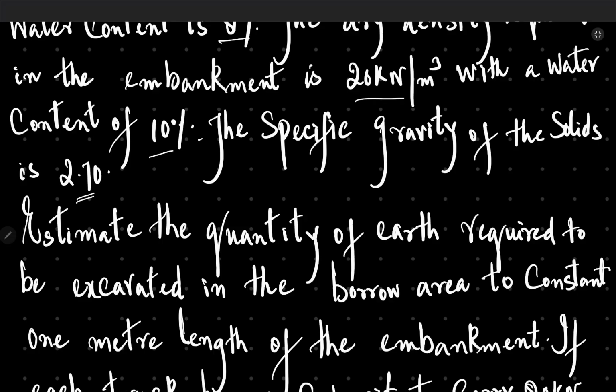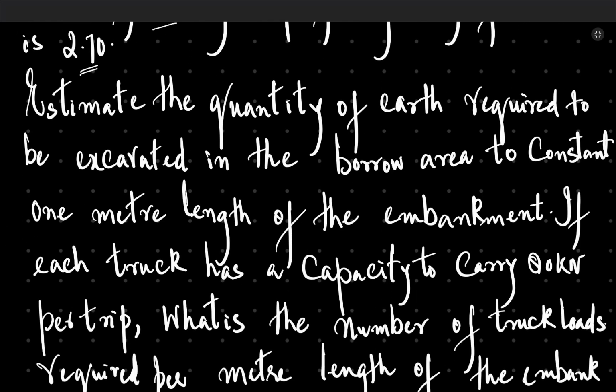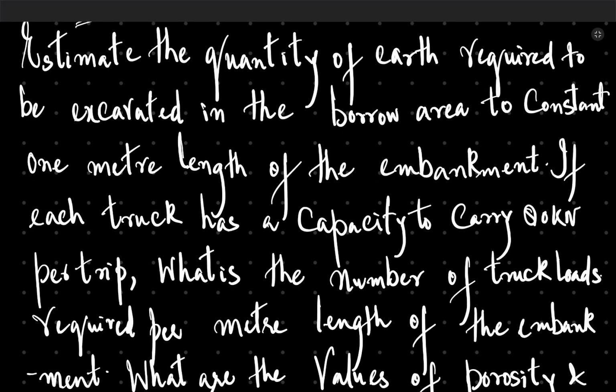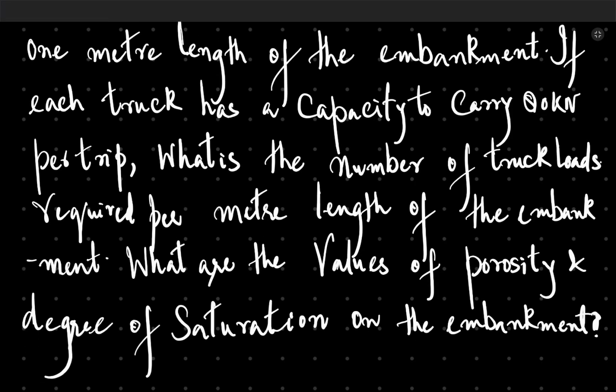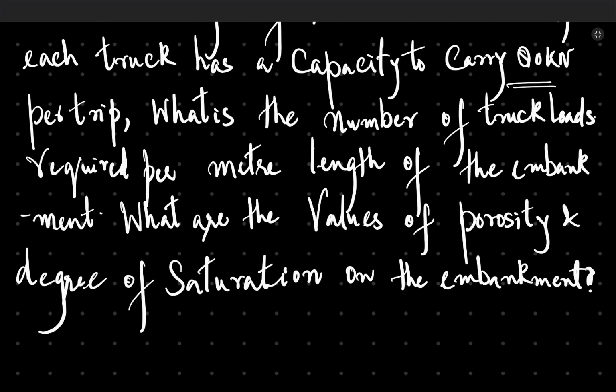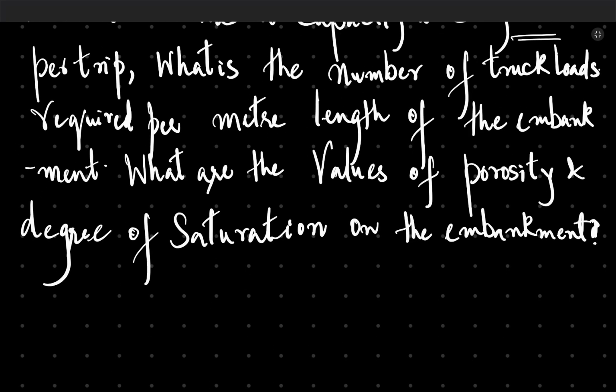Estimate the quantity of earth required to be excavated in the borrow area to construct 1 meter length of the embankment. Alright, so first we have to do this. Now the second part is if each truck has a capacity to carry 80 kilonewton per trip, what is the number of truckloads required per meter length of the embankment. All right. And then subsequently, the last and third part is what are the values of porosity and degree of saturation on this embankment. All right.